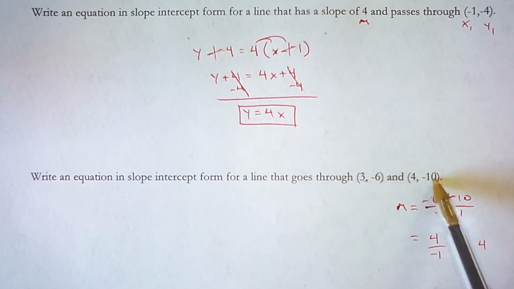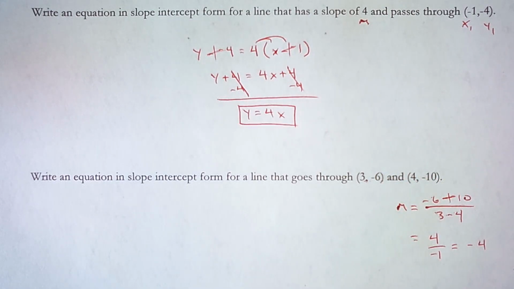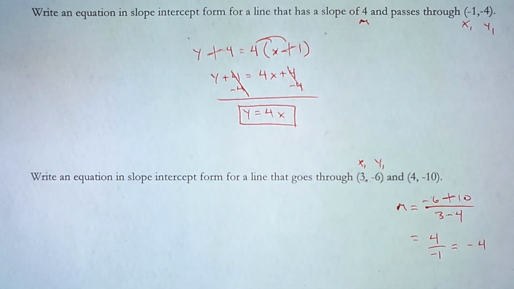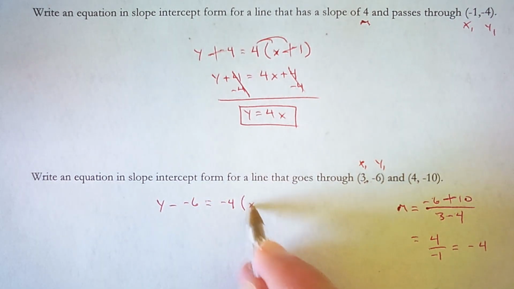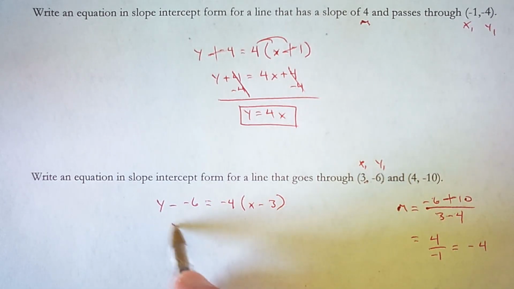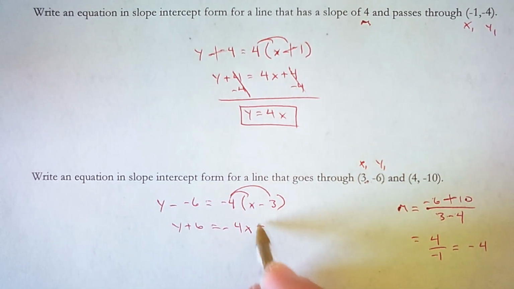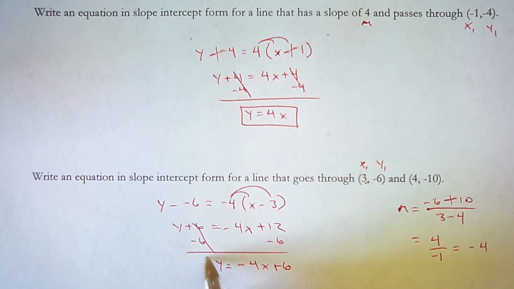Now I can choose between these 2 points as my x1, y1. I'm going to pick this one. They both have a negative in there, so I can't avoid negatives, so I'll go to the smaller numbers. Either point I choose, I'm going to come out with the same equation in the end, so I'm just choosing the simpler numbers. Y minus negative 6 equals m, negative 4, times x minus 3. So that's y plus 6 equals negative 4x plus 12. And then minus 6 on both sides. Y equals negative 4x plus 6.